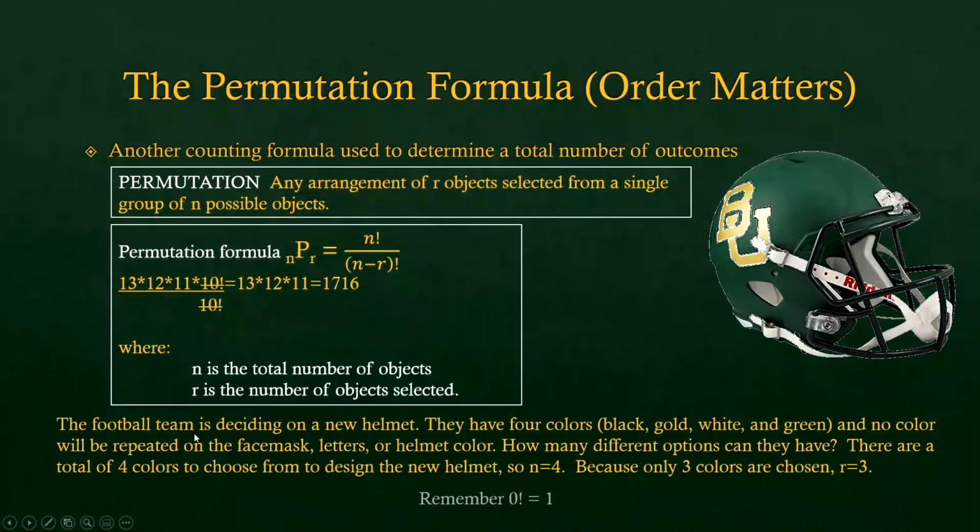Okay, in this particular situation, we have the football team who's deciding on a new helmet. There are 4 colors that they can choose from: black, gold, white, and green. And no color can be repeated. Once again, in this situation, no color could be repeated, just like with those pens. What will be on the face masks, letters, or helmets. So there's only 3 different things that can be chosen at a time.